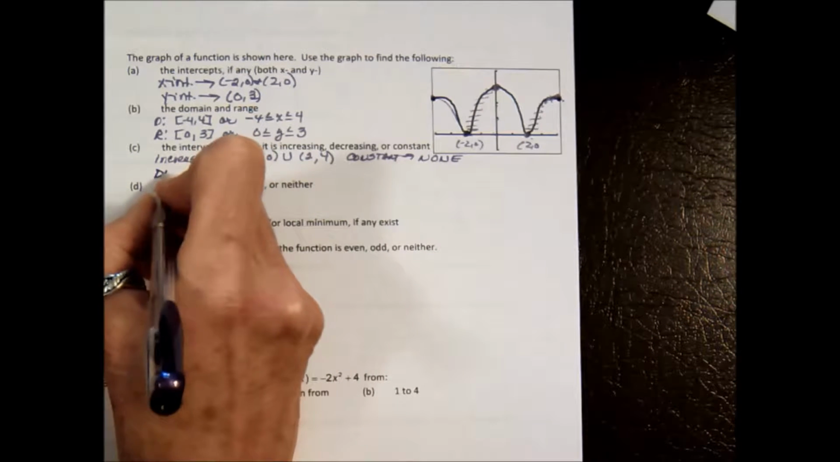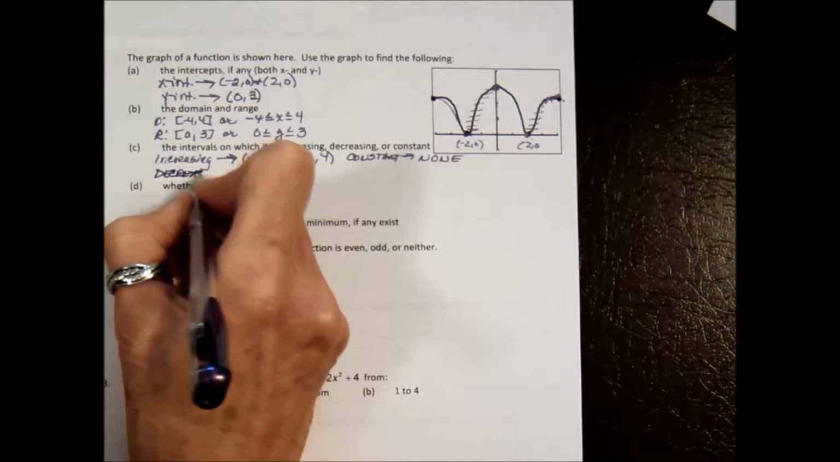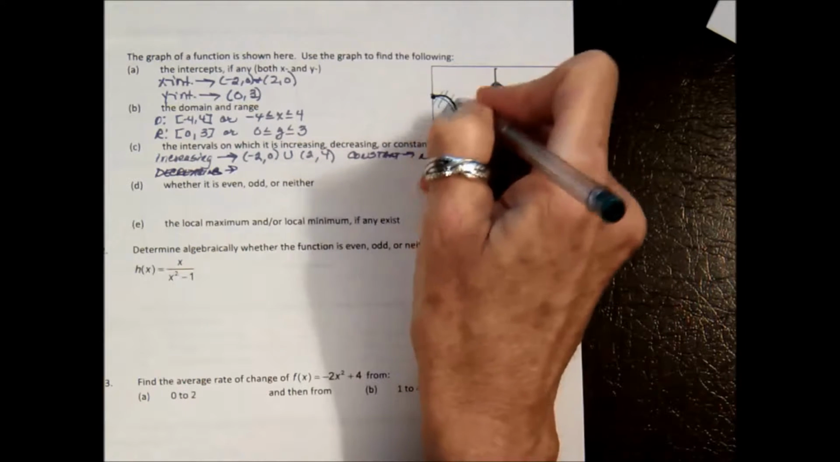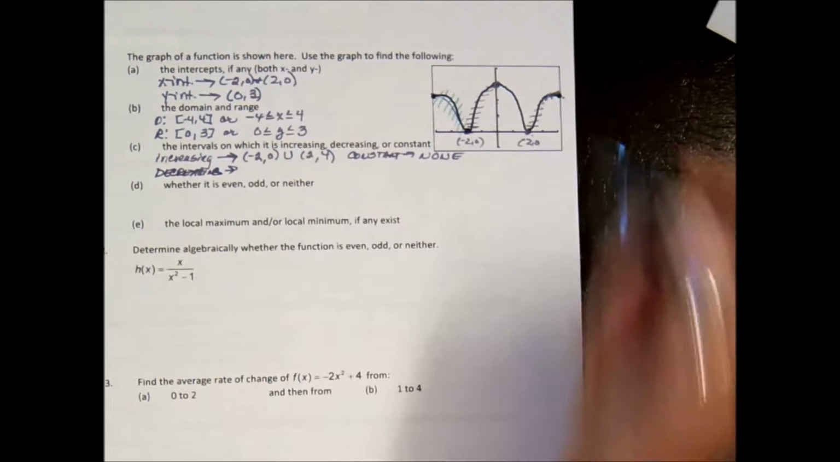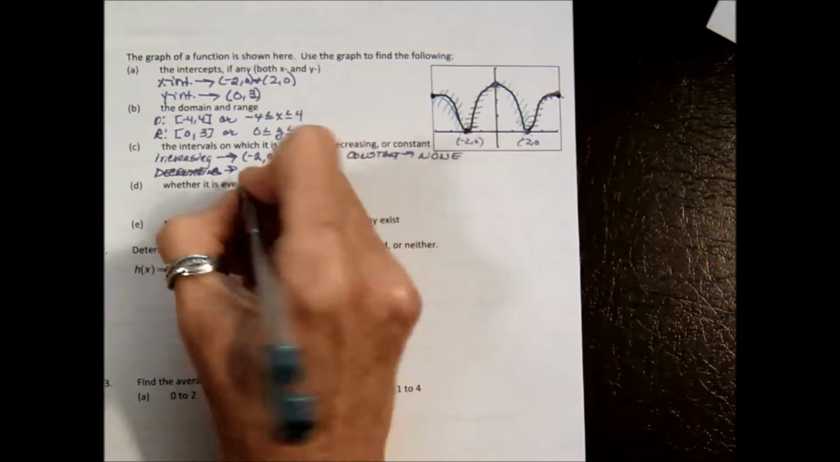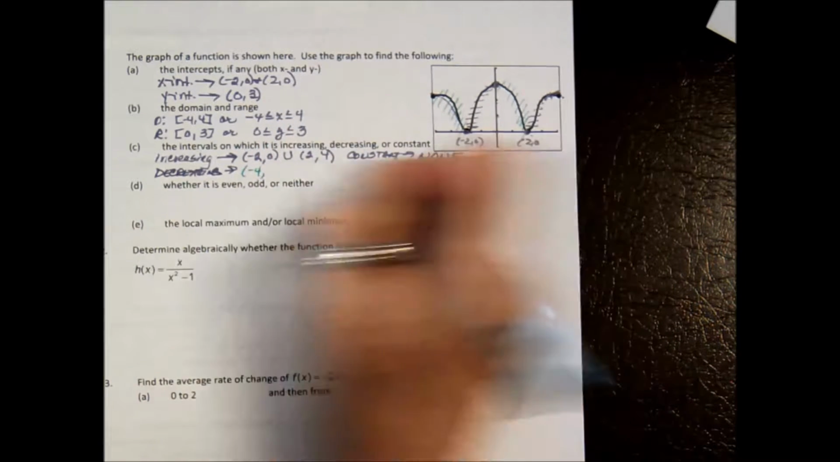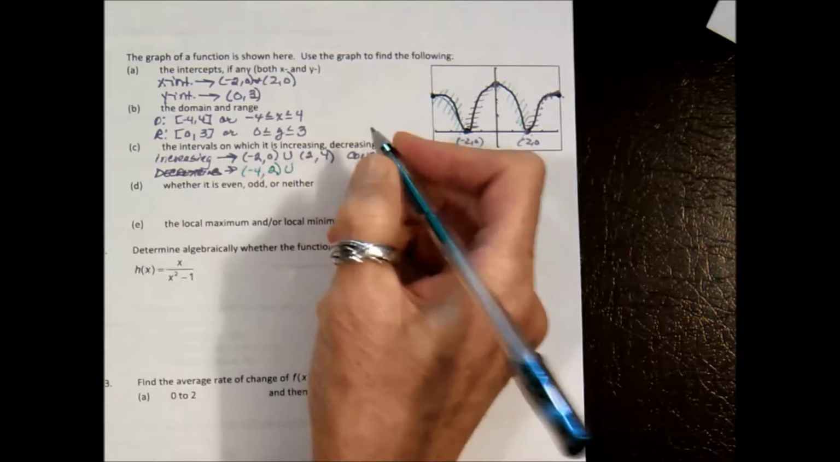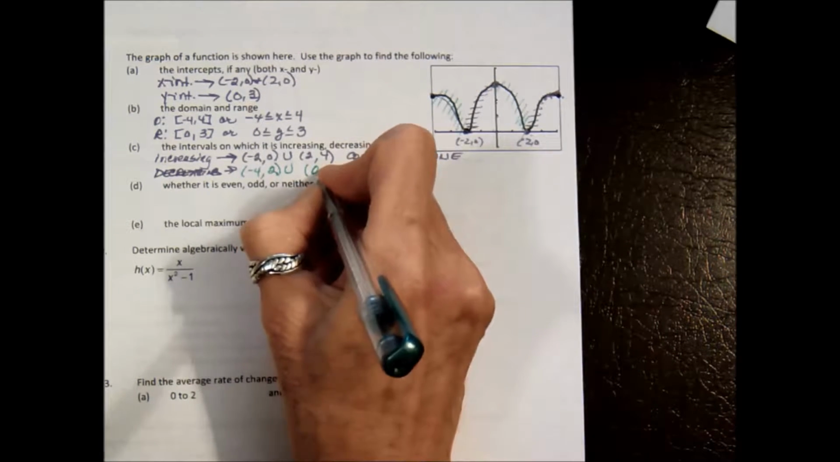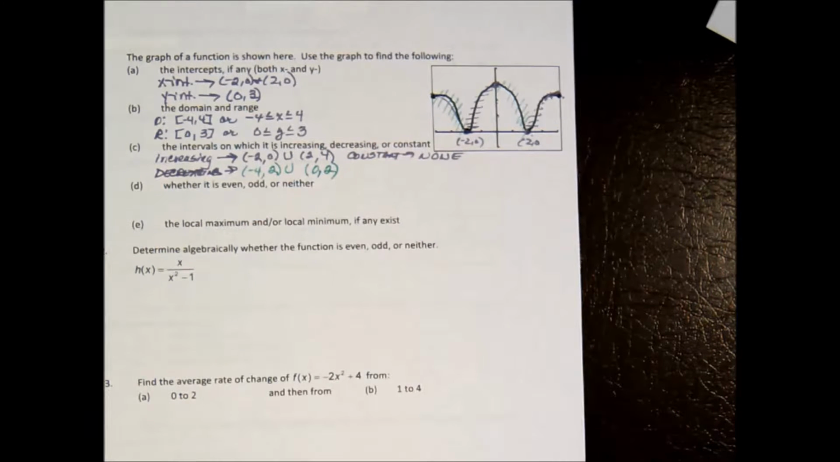Where is it decreasing? And I will do that in a different color. It is decreasing on the interval right here down to here, and then it is decreasing again right there. So it starts decreasing when x is -4. It stops decreasing when x is -2, in union with. It starts decreasing again here when x is 0, and it stops decreasing when x is 2. So those are the intervals, the x intervals, where the graph is increasing, decreasing, or constant.